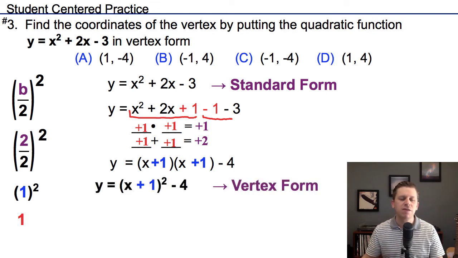To identify the vertex, remember that the x value of the vertex is the opposite sign as what's on the inside, and the y value has the same sign. That makes the vertex of this function the coordinate (-1, -4).